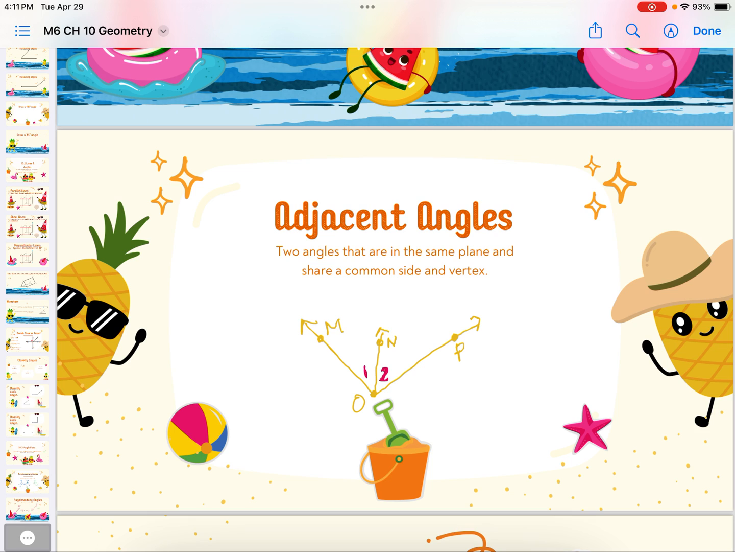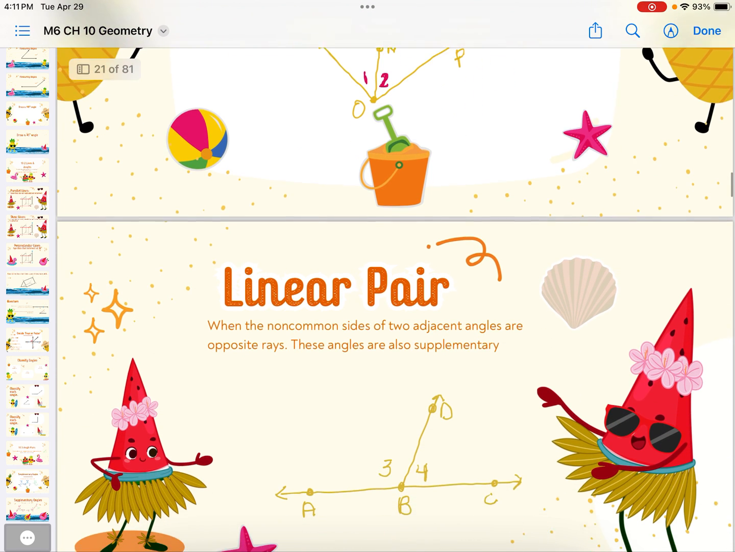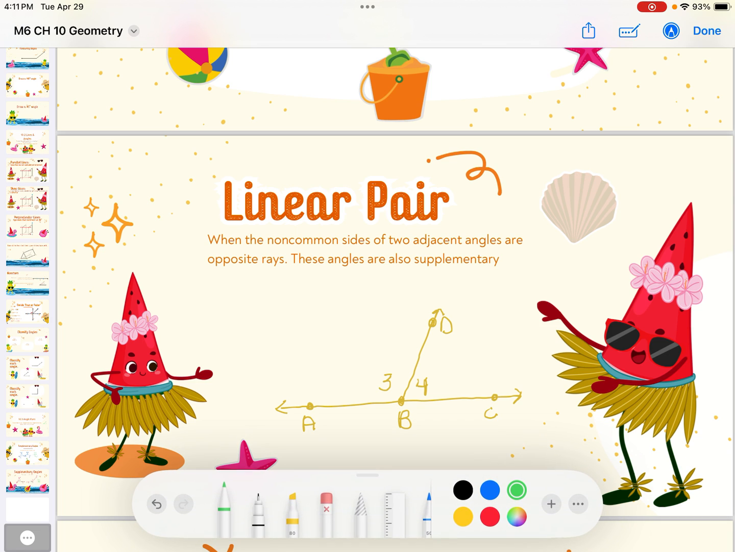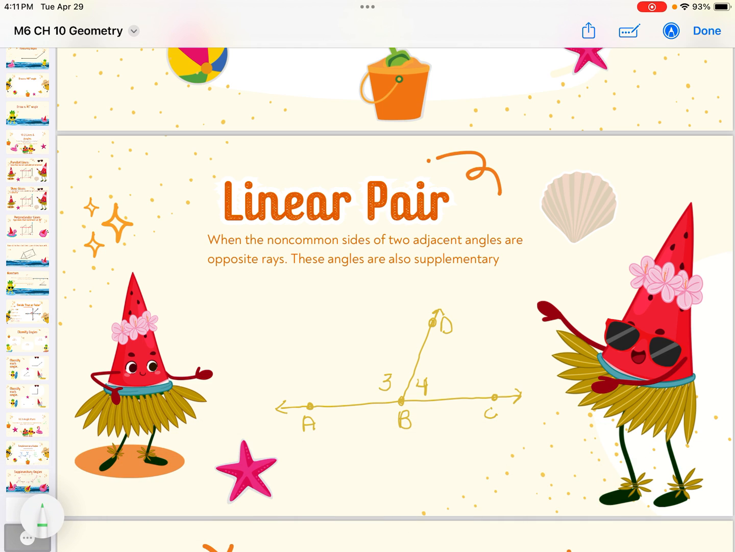The next type of angle pairing is a linear pair. This is when I have a straight angle, or a 180 degree angle, and it is cut into two angles. So I have angle ABD and angle DBC. These two angles are not only adjacent, right by each other, but they make a straight line. These will add to 180 degrees.